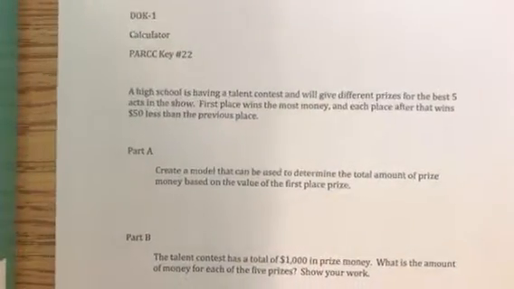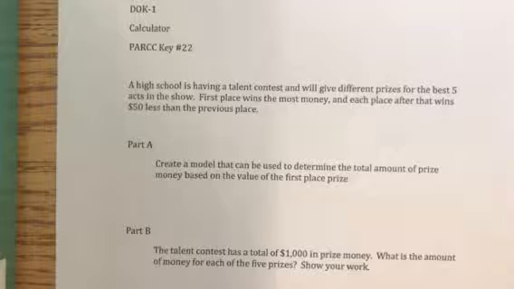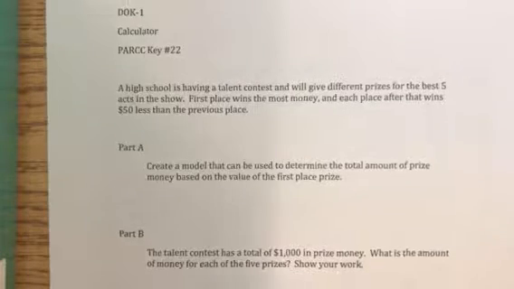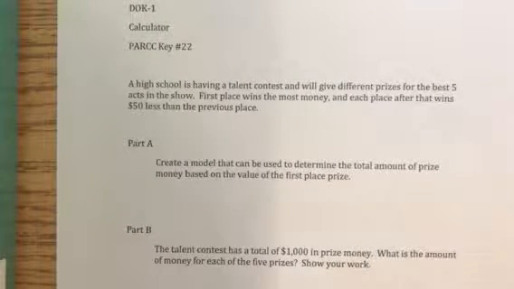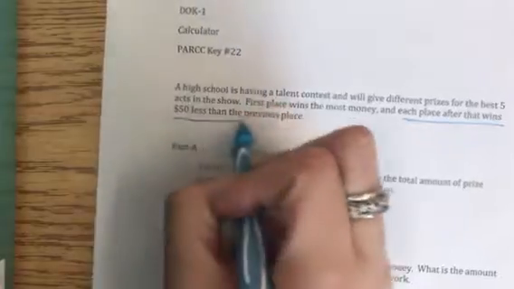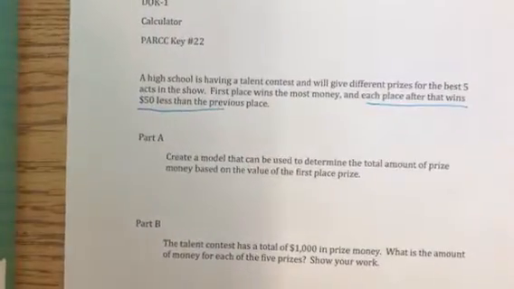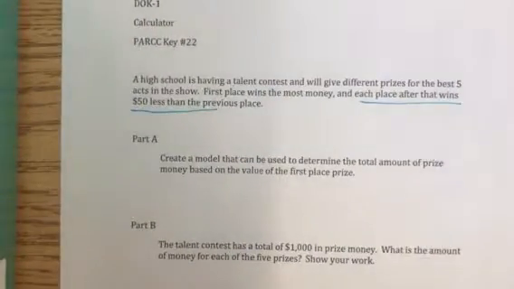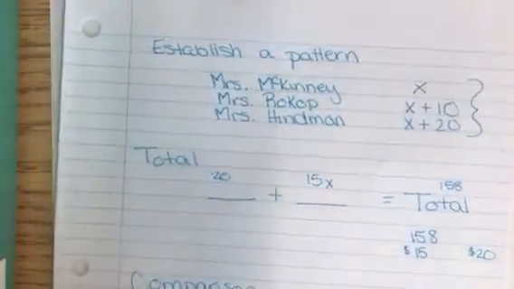So if we look through this, a high school is having a talent contest and will give different prizes for the best 5 acts in the show. First place wins the most money, and each place after that wins 50 less than the previous place. So this right here is giving us a pattern. It's telling us that we have an established pattern. Okay, so that means we want to go back to what we originally looked at and recognize what the pattern is.